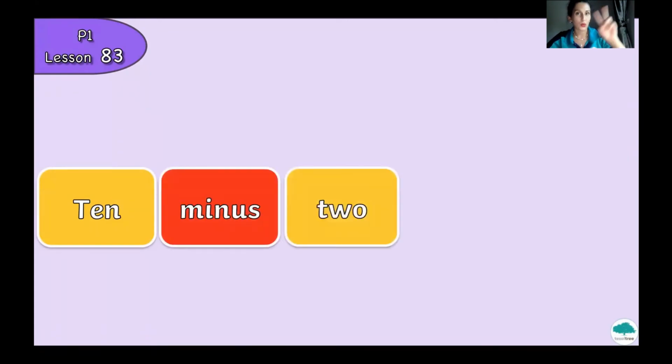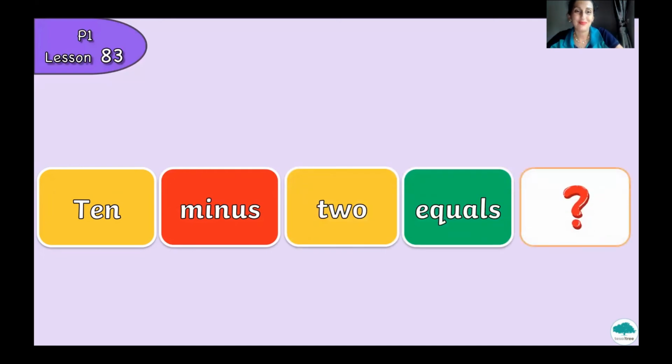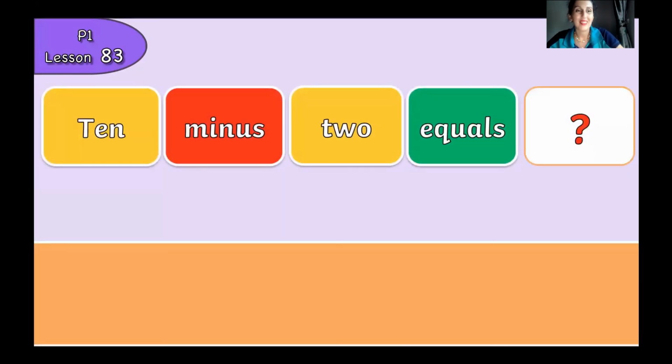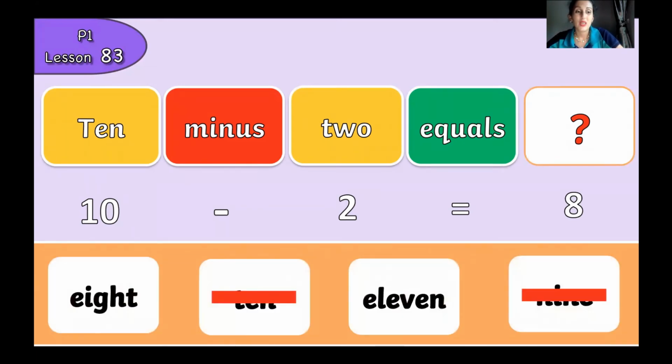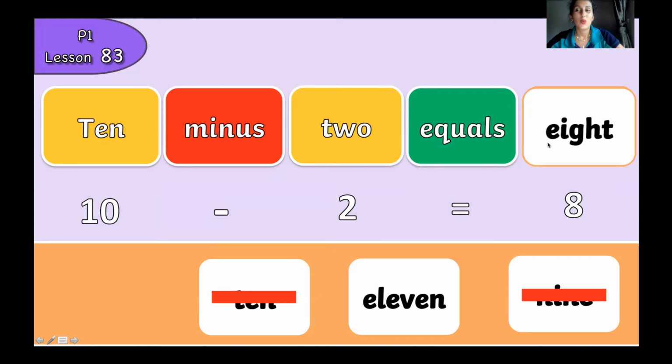10 minus 2 equals beep. So how do you think? Let's have a look. 8. That's correct. 10 minus 2 equals 8. And now, as you can see, we have only 2 words, 8 and 11. If you look at this symbol, you can recognize that this is number 8. And do you remember how to spell the word 8? Yes, that's correct. If we want to spell the word 8, we should start with the letter E, I, G, H, and T. So 10 minus 2 equals 8.